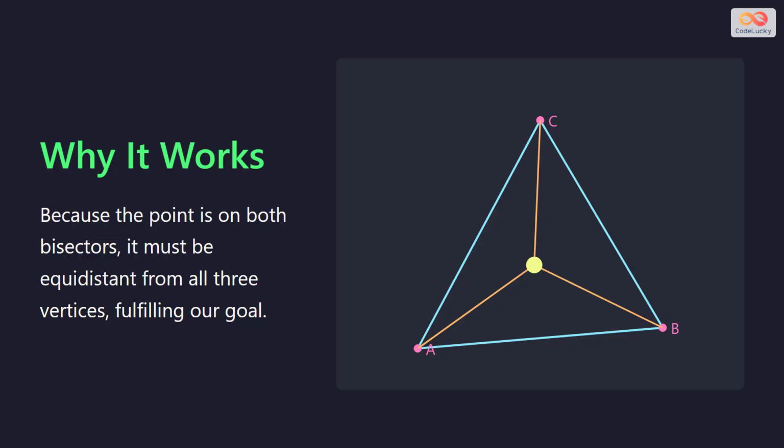So why is this the correct point? Because the circumcenter lies on the first bisector, it is equidistant from the first two vertices. And because it also lies on the second bisector, it's equidistant from the second and third vertices. Therefore, it must be equidistant from all three.